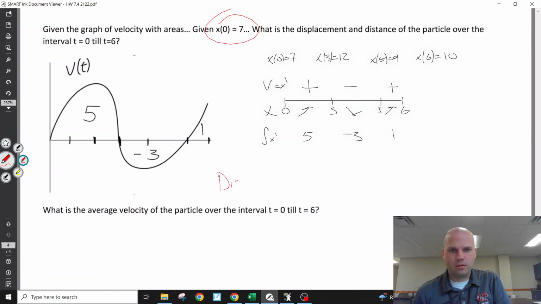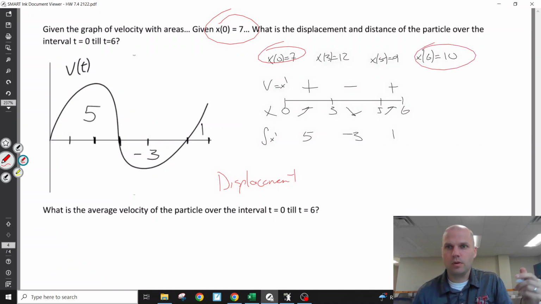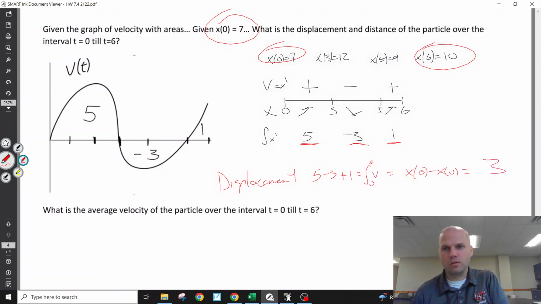Displacement. 2 ways to find it. Change in position. 3. 7 to 10 plus 3. Or 5 minus 3 plus 1. That is the area under your velocity from 0 to 6, which is equal to x of 6 minus x of 0. 3. 2 ways to do it.